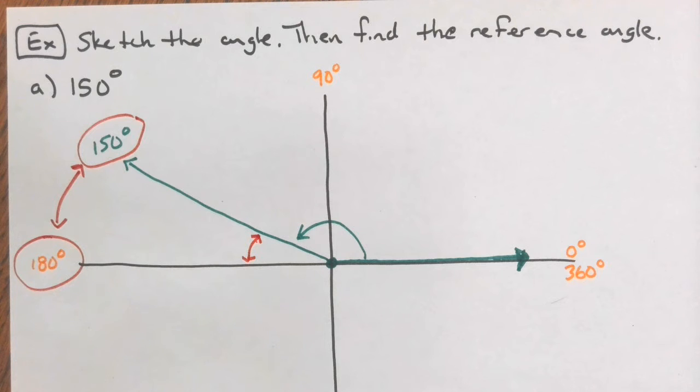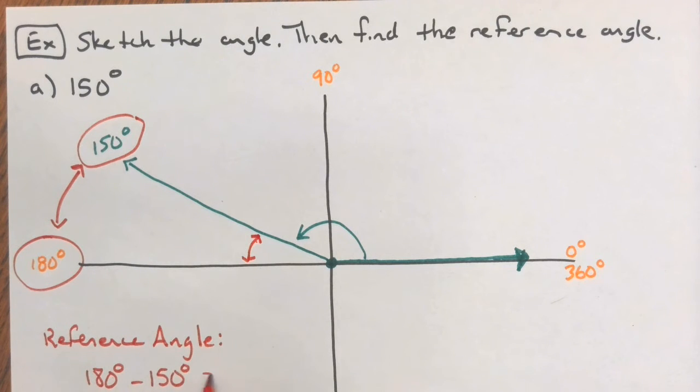When you list a reference angle, we always use a positive angle, and it will always end up being an angle between 0 and 90 degrees. So for our reference angle on this one, we just need to subtract those values. 180 degrees minus 150 degrees is 30 degrees. Our reference angle in this problem is a 30-degree angle.